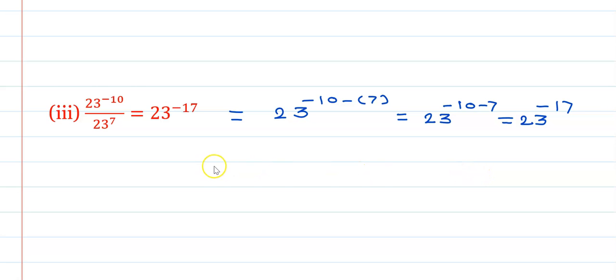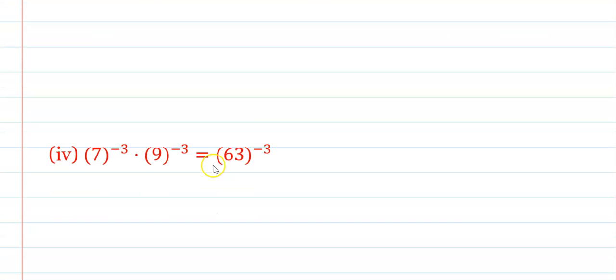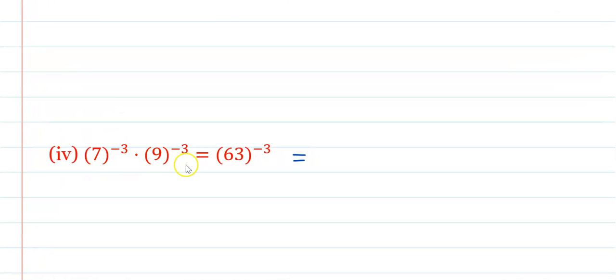Okay. Now the next one, see this here, when the bases are not equal and it has the multiplication sign and the exponents are same, then we can write here 7 into 9 bracket raised to minus 3, and this equals 63 bracket raised to minus 3.